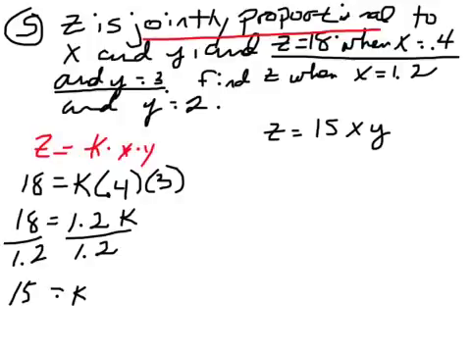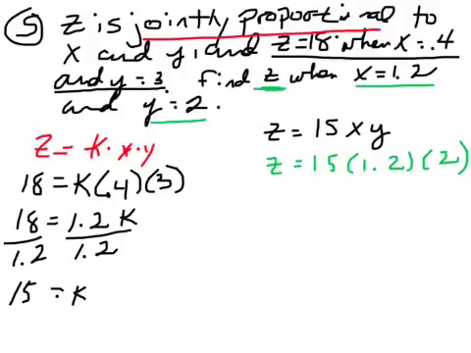Now they want me to find the missing value. They want me to find z when x is 1.2 and y is 2. Okay, so z equals 15, x is 1.2, and y is 2. So let me just plug all that in my calculator. You do the math too in your calculator. Don't just copy it off the video. You get z is 36. And that's all you have to do.